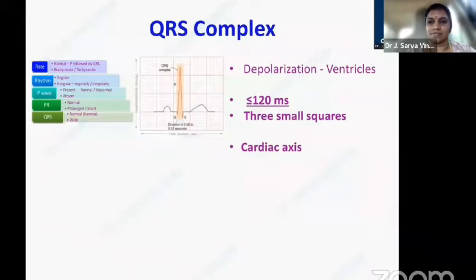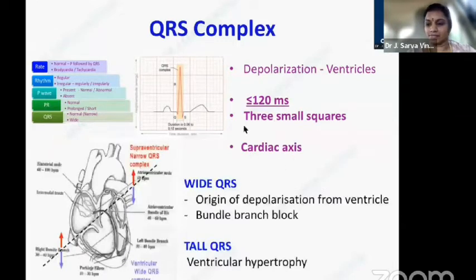So having seen till the PR interval, now we're going to see the QRS complex. The QRS complex represents the ventricular depolarization. It is usually represented by three small squares and less than 120 milliseconds in duration. The QRS complex is the primary determinant of the cardiac axis. What are the problems that can occur? You can have a wide QRS complex or a tall QRS complex.